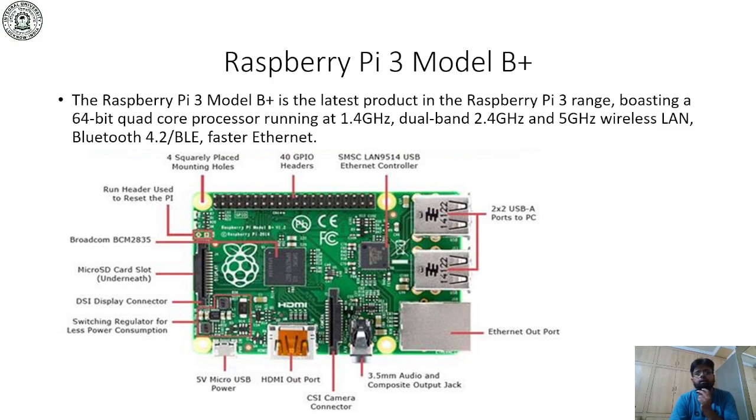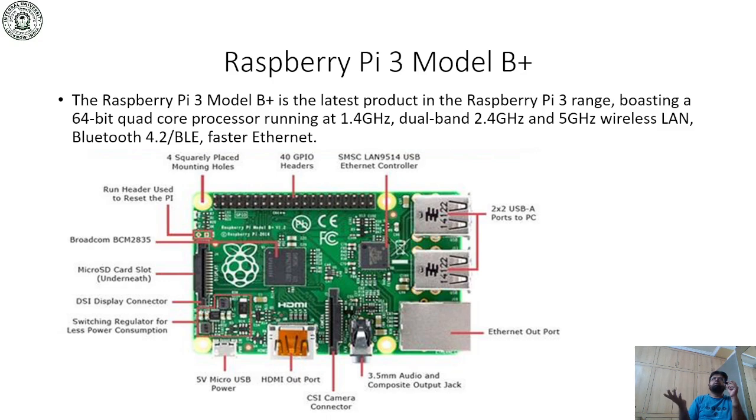Now here, the 3.5 audio and composite output jack. So the audio jack is here. You can listen to songs. Okay. The camera slot is here, the CSI camera slot. HDMI output is also given. HDMI is basically the high definition multimedia interface.